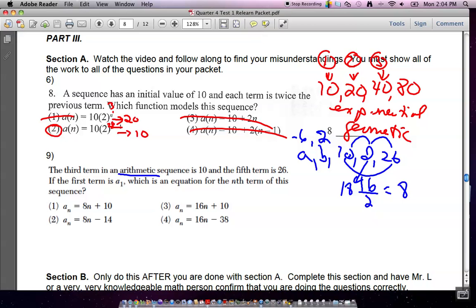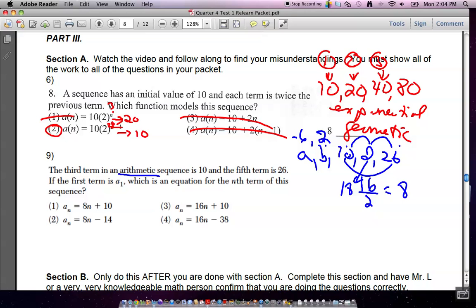And let's see if that pattern works in this arithmetic sequence. Negative 6 plus 8 is 2. 2 plus 8 is 10. 10 plus 8 is 18. 18 plus 8 is 26. So yes, that's the sequence. And what is an equation for the 8th term of this sequence?